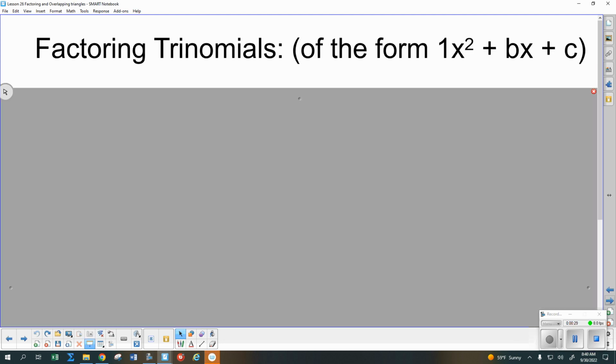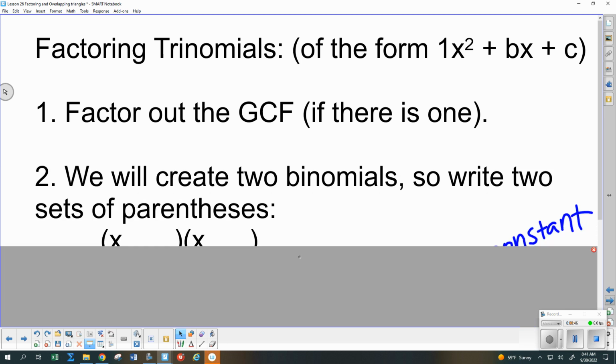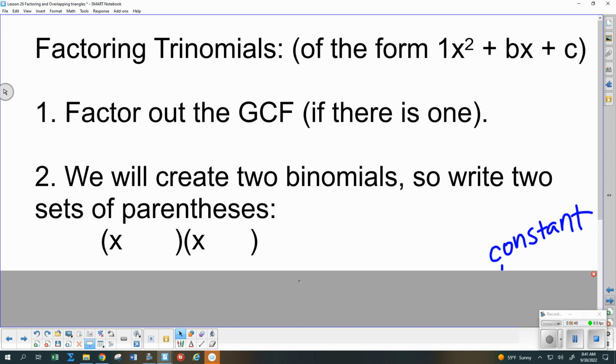So, factoring the ones that start with 1x squared. First thing we want to do is to factor out the GCF. I said yesterday, we always want to look for that first. A lot of times that's going to make the whole problem easier as far as finishing up what is left. And then once we have that, if they start with 1x squared, our factoring is going to be two short parentheses, just two terms in each, binomials, x plus or minus something times x plus or minus something else.